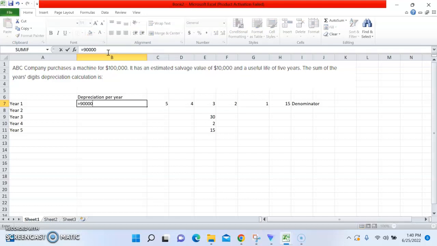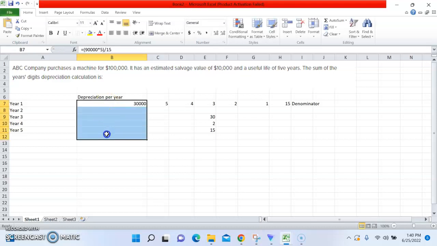So that's going to be 90,000. And then we're going to times this by 5, because remember, it has to be over 5/15. So it's going to be 90,000 times 5 divided by 15. That gives us 30,000.